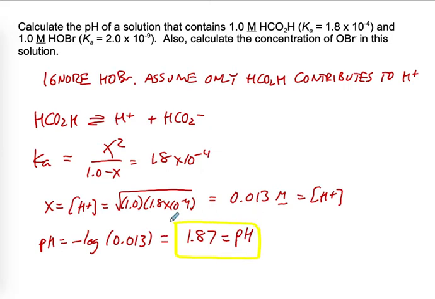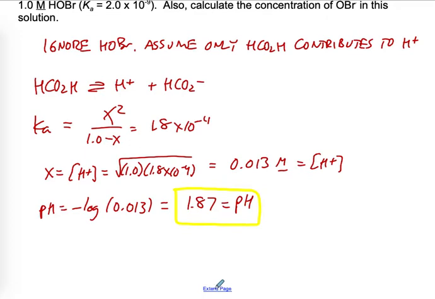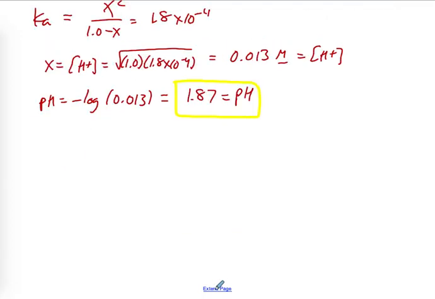The second part says, well, I know there's hypobromous acid in there, so I know there's going to be some hypobromite anion. How do I calculate the equilibrium concentration? Well, that's a little more complicated, but once again, we're good at solving equilibrium problems, so let's go ahead and do that. I'll write my equation for the ionization of hypobromous acid. I will set up an ice table.